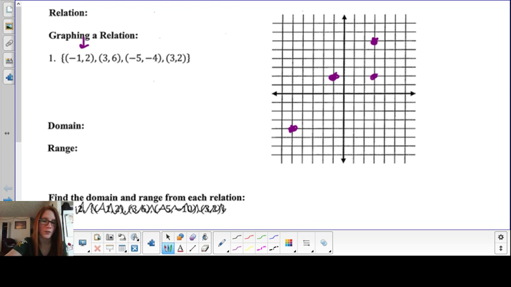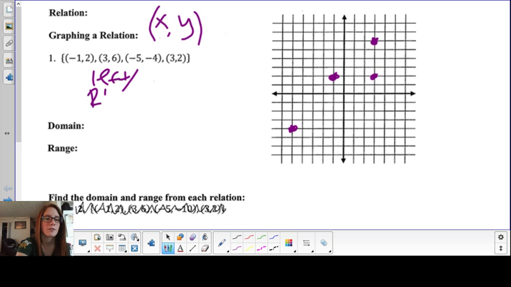Okay, so first step, we graphed all of our points. Remember, we go x, comma, y. X is left, right. I'm going to put that here, comma, and y is up, down.